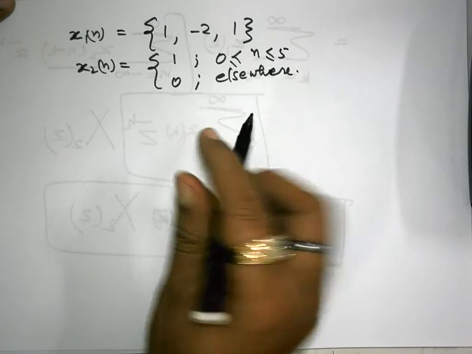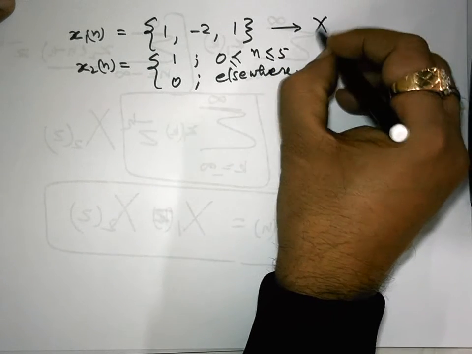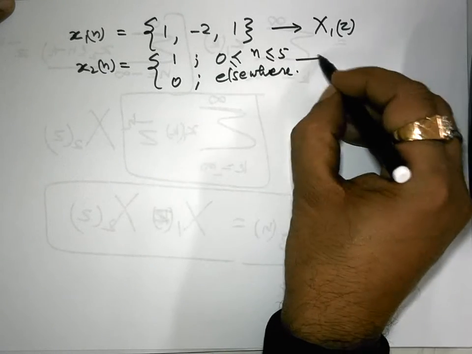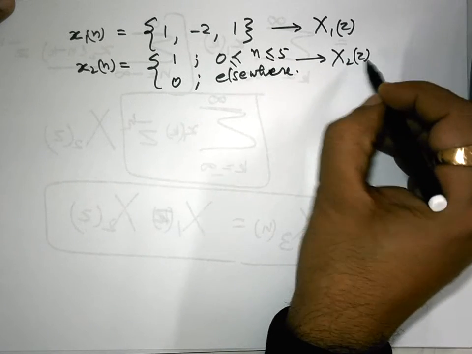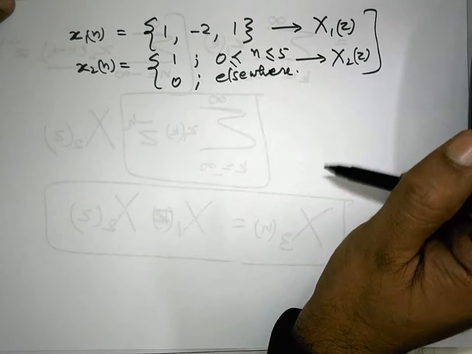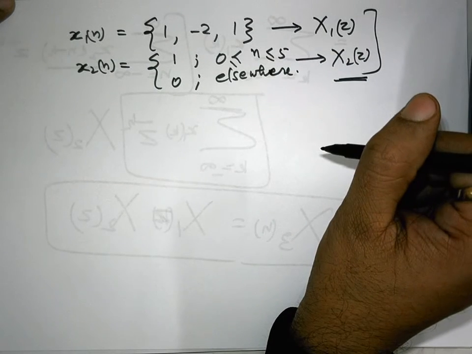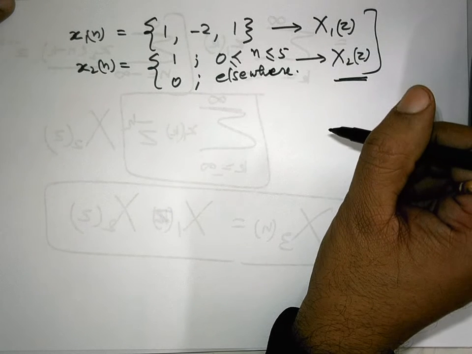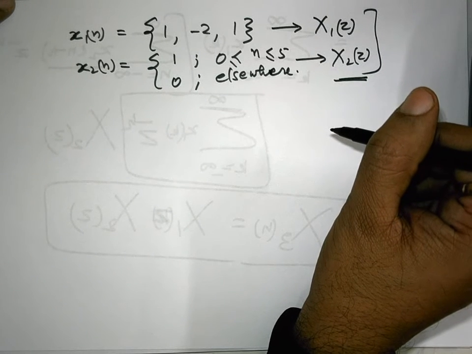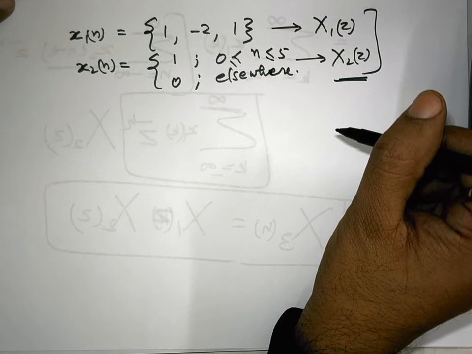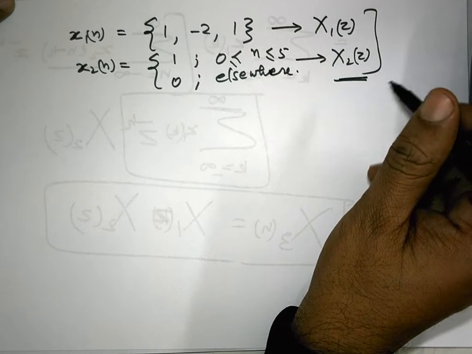What the convolution property says is that we evaluate the Z transform of this signal and the Z transform of this signal, multiply these two Z transforms, and evaluate the inverse Z transform. Evaluating the inverse Z transform here is very simple. We will simply see the coefficients and what is there in the power of Z. So let us do this.